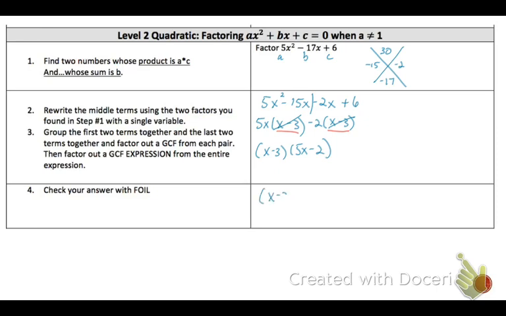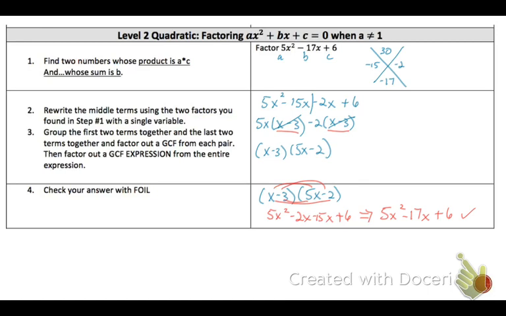We're going to multiply x minus 3 times 5x minus 2. First terms together, 5x squared. Outer terms is negative 2x. Inner is negative 15x. Last terms is positive 6. And then if we rewrite that, we get 5x squared minus 17x plus 6.